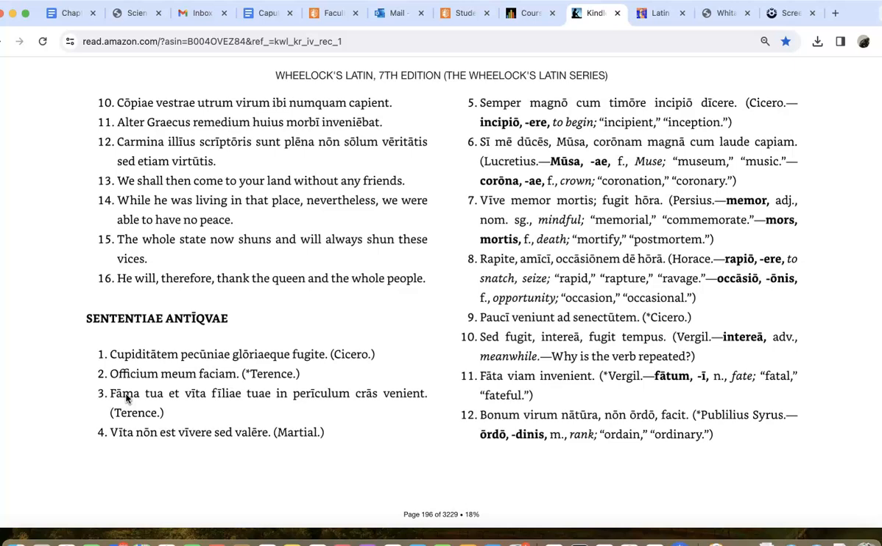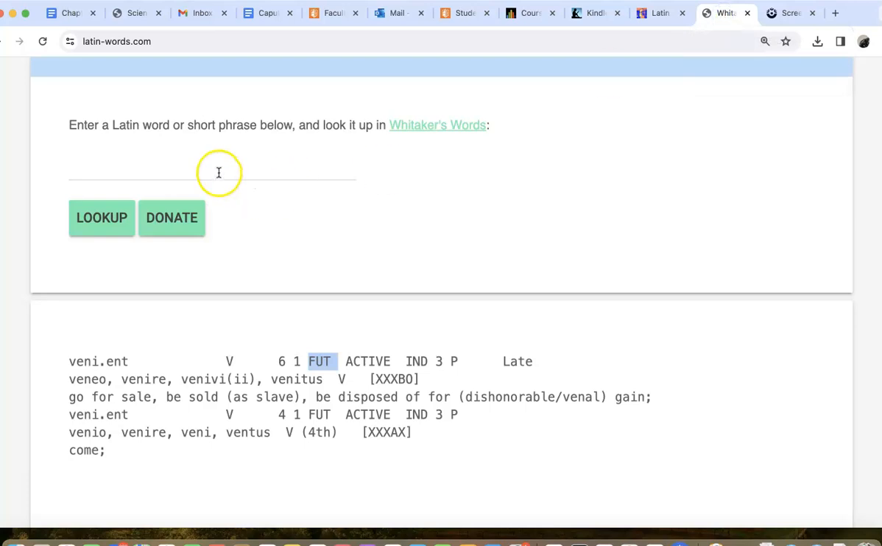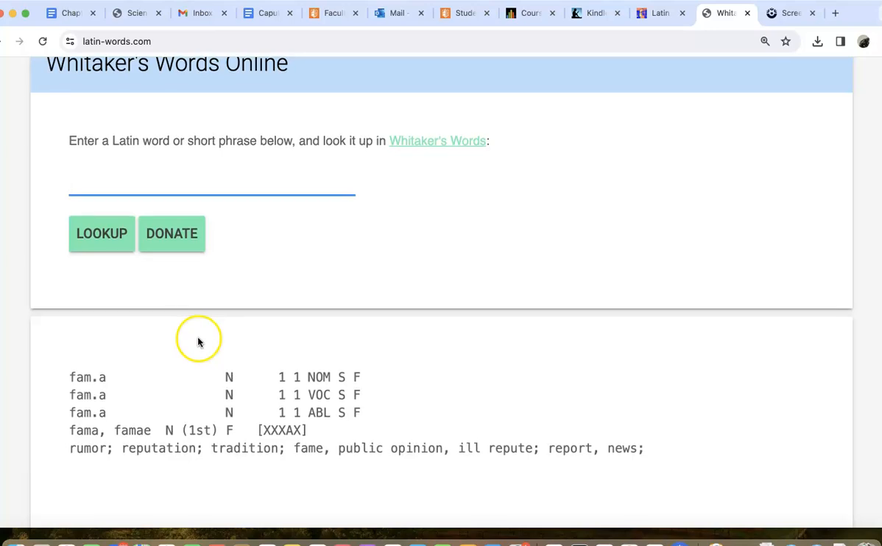Fama could mean rumor as well. So it's another one where only the context matters, and that's one of the maybe disadvantages of Wheelock, it doesn't give us a whole lot of context. So it could be rumor, reputation, fame, ill repute.